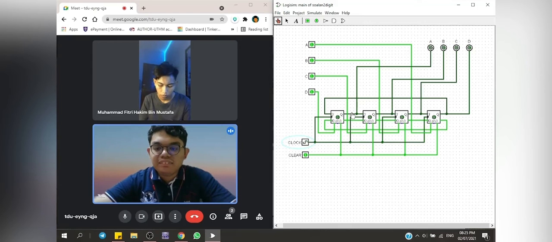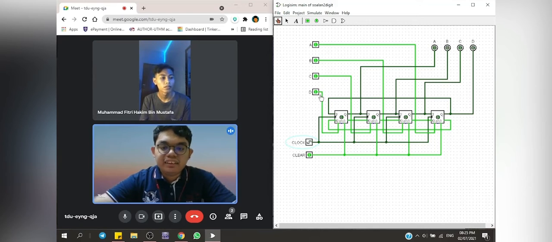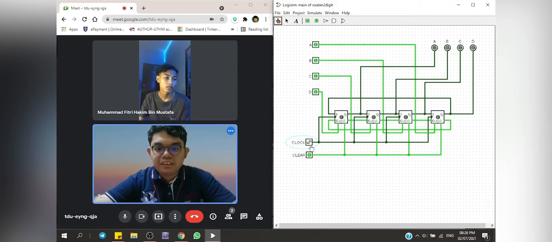For line number 6, clear 1, input D1, C1, B1, and A1. The output will be D0, C0, B0, and A0.